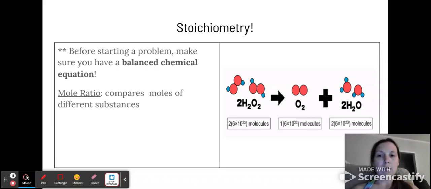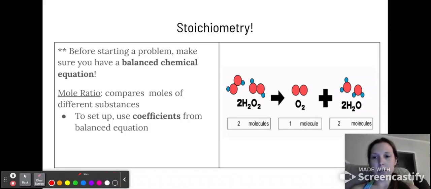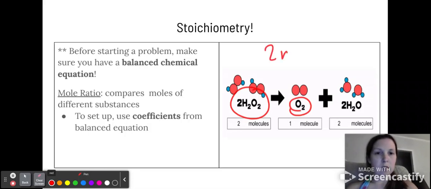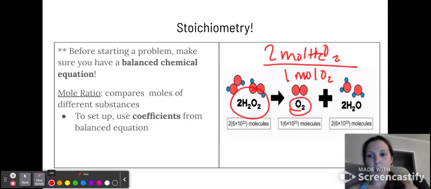Remember that mole ratios are comparing moles of different substances, and to do that, you use your coefficients, which is why you have to have that balanced chemical equation. If you use this example over to the side, for every 2 moles of H2O2, you need 1 mole of O2 to react. So you would write that as 2 moles H2O2 for every 1 mole of O2. That's their ratio at which they react.